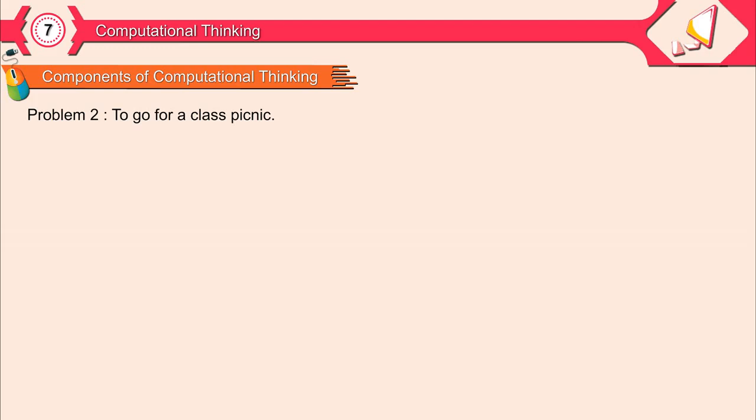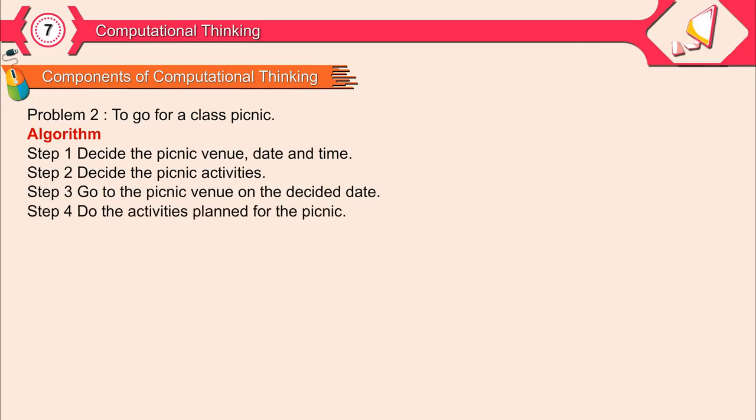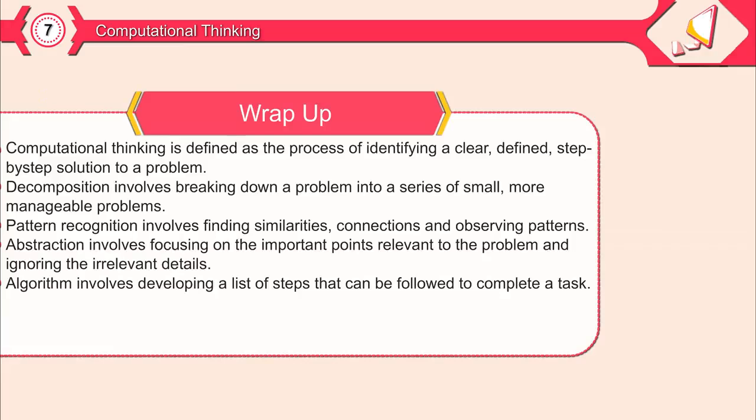Problem 2. To go for a class picnic. Algorithm. Step 1. Decide the picnic venue, date and time. Step 2. Decide the picnic activities. Step 3. Go to the picnic venue on the decided date. Step 4. Do the activities planned for the picnic. Step 5. Come back to the school.